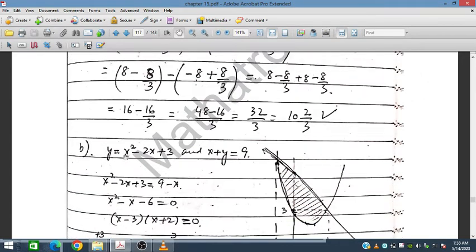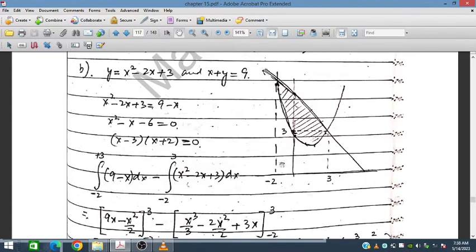And in part B we have this function and x plus y equal to 9. This is the area, this is the line equation, and this is the curve. So we have drawn this curve, this is the line, and from this we have these intersecting points, minus 2 here, and this is 3. So minus 2 to 3.